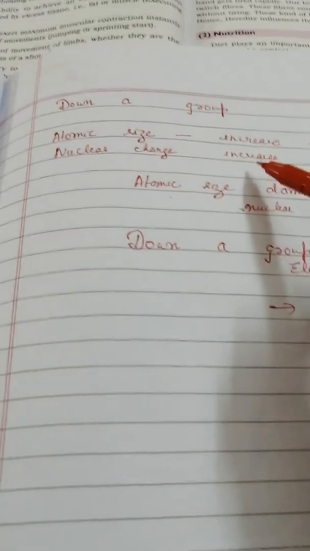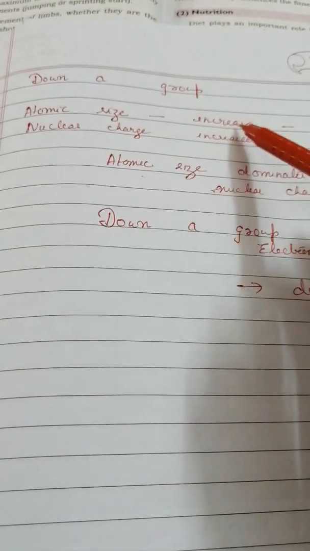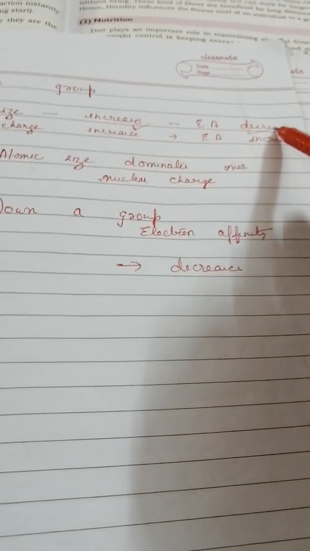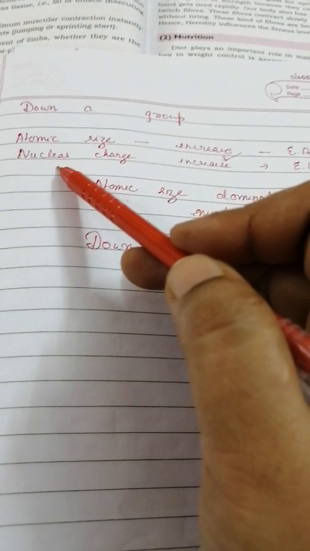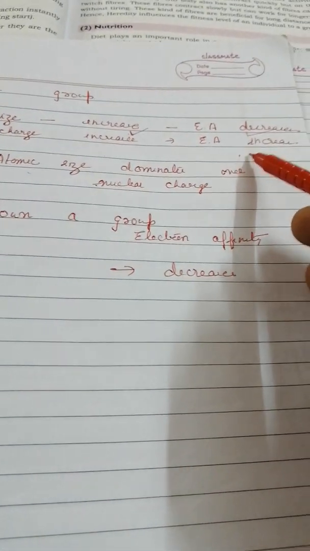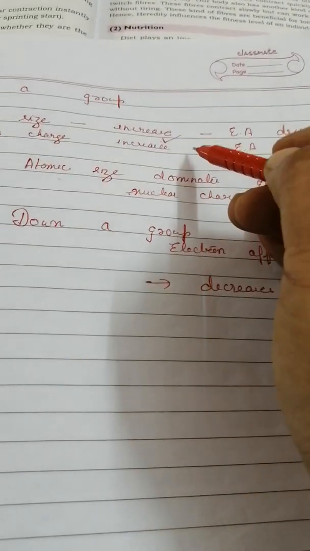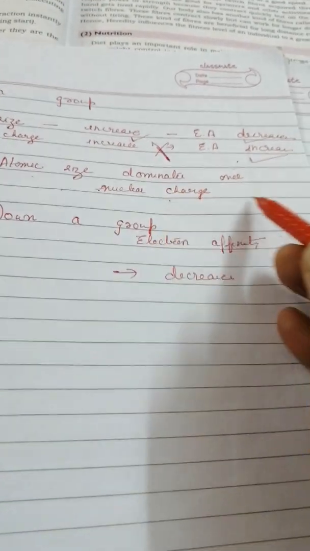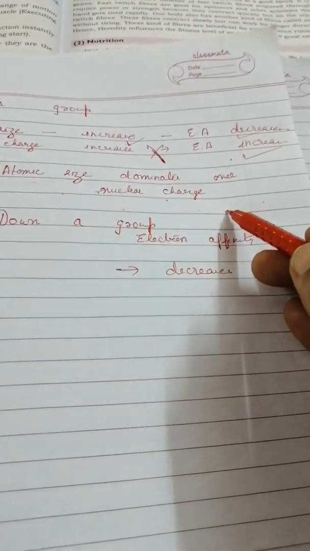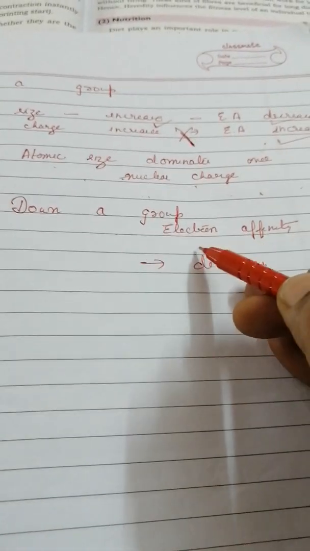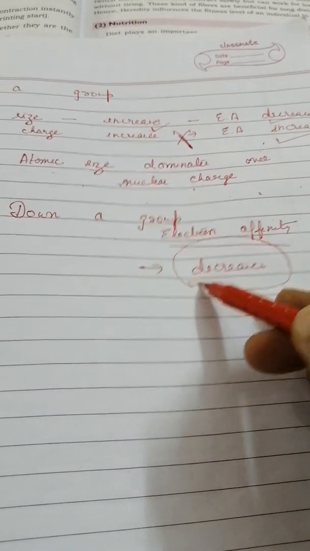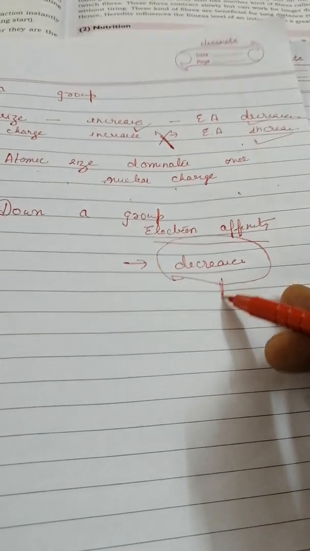Now we talk about down a group. Again we will be repeating the same thing. The atomic size increases. As the atomic size increases, electron affinity is going to decrease. And down a group, the nuclear charge increases, so again the electron affinity should increase. But this is not going to be taken into consideration. The atomic size is going to dominate over the nuclear charge, and hence down a group, the electron affinity is going to decrease. When we move down a group, the electron affinity decreases.